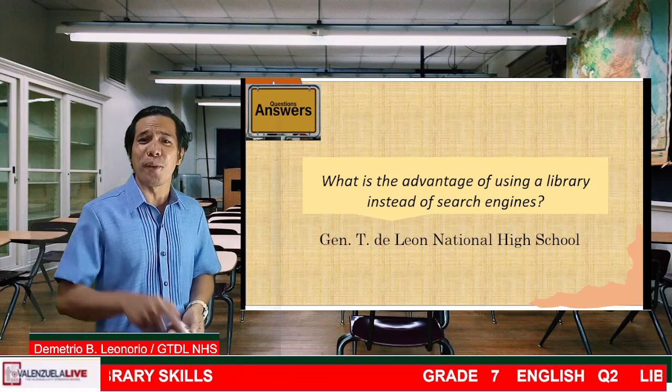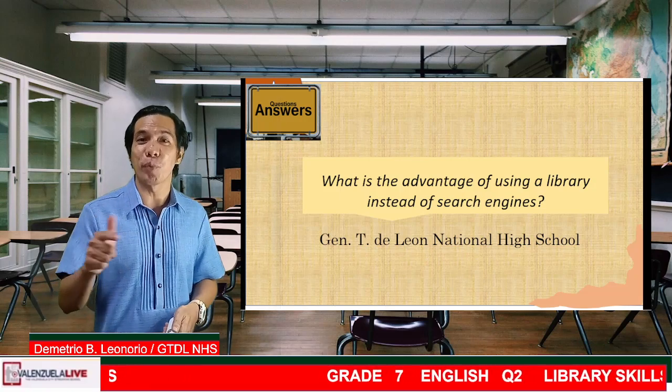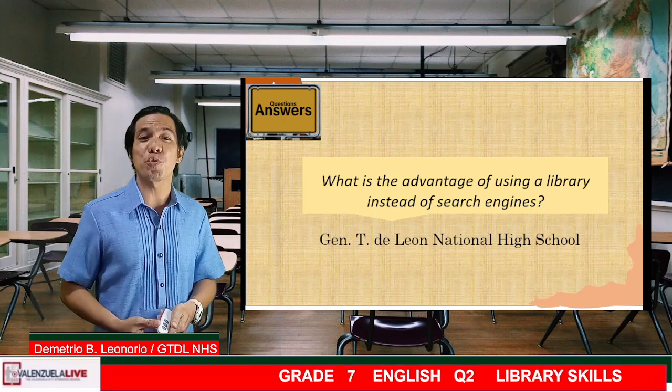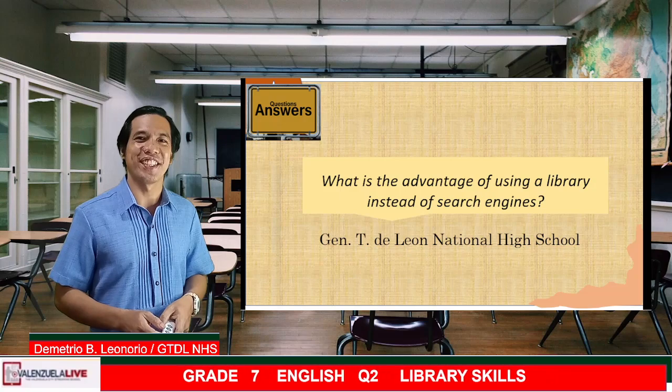One last thing, we now have e-library. In Gen. De Leon National High School where I teach, we have a virtual library that you can access online.